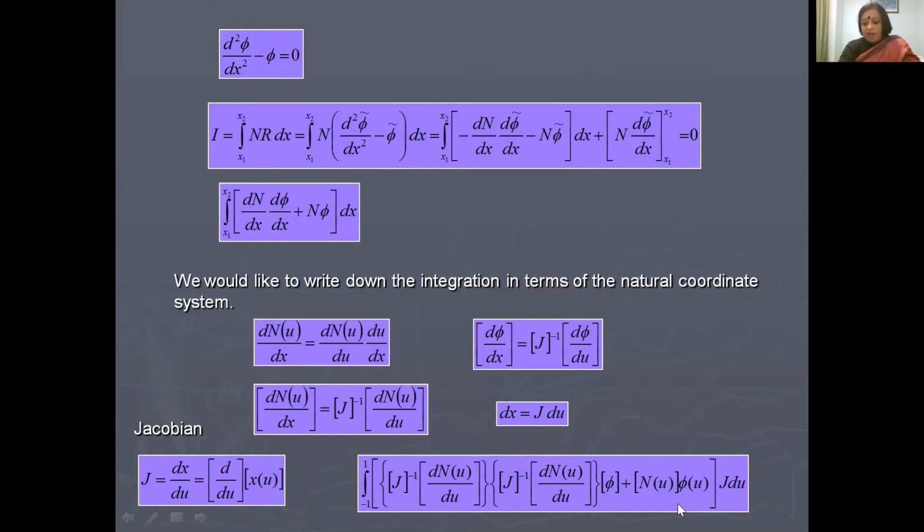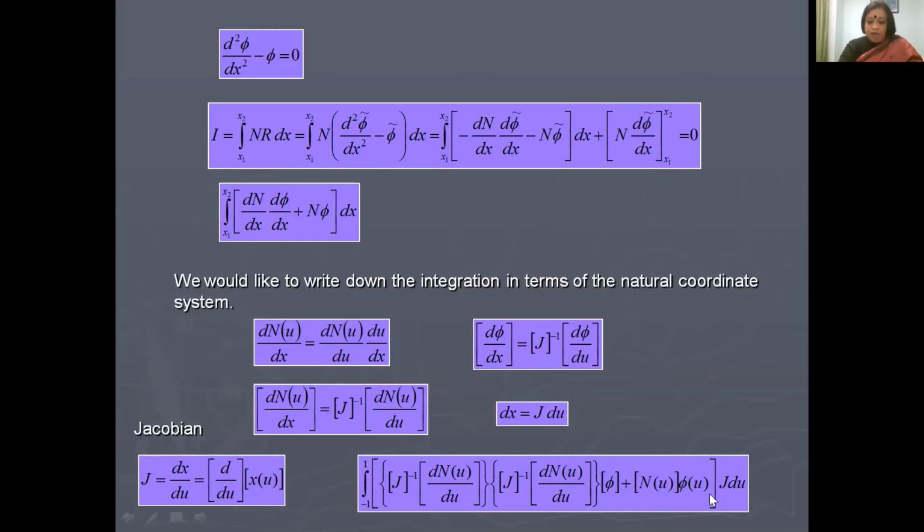N phi will of course give you only the, will it add to the force vector or the stiffness matrix? You have a phi here. What will you do with N phi? I haven't done it here. It will add to the stiffness matrix. It will add to the stiffness matrix. I have left it undone.